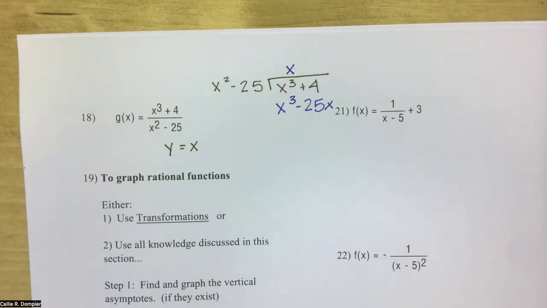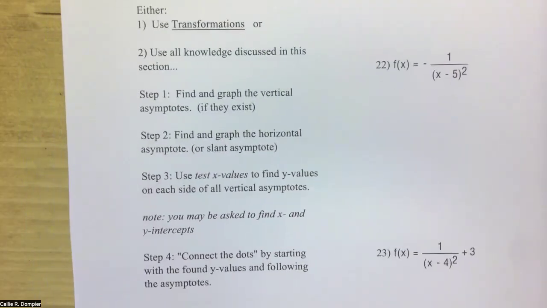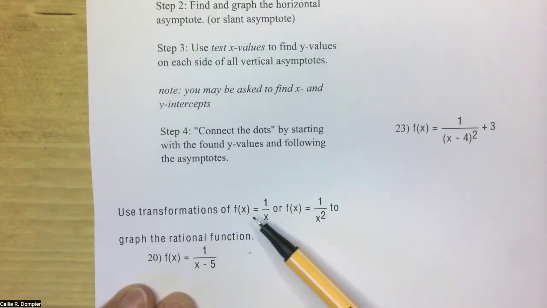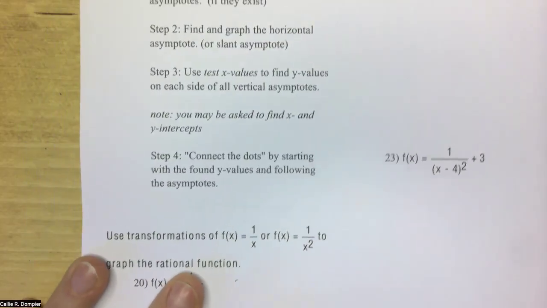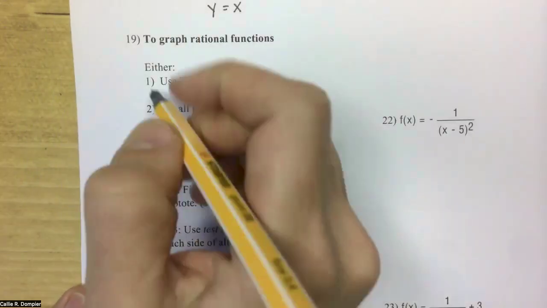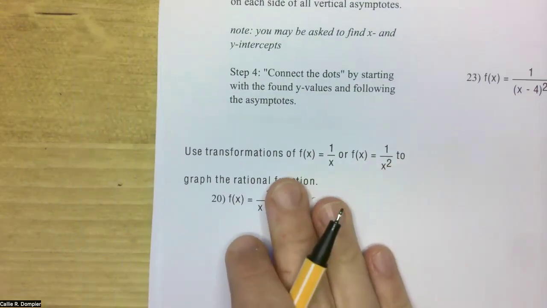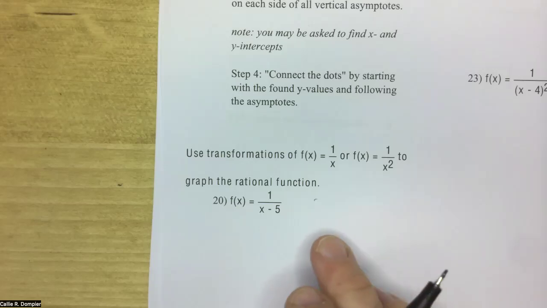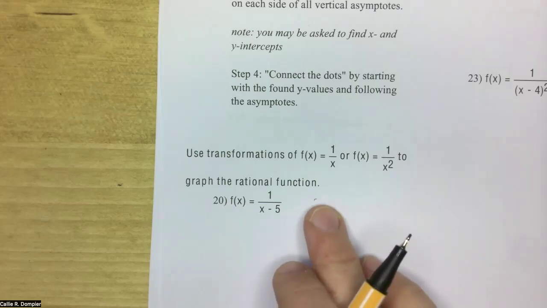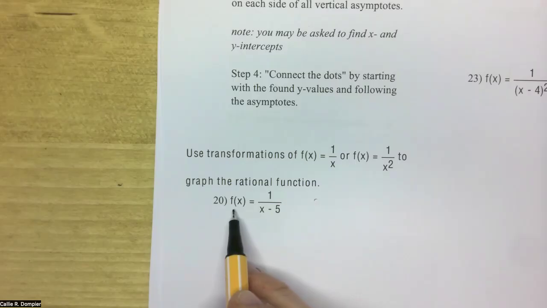For 20, 21, 22, and 23, we're just going to use transformations of what we know about the graph f of x equals 1 over x. Okay, so we're just going to use transformations at first, right? Use transformations of f of x equals 1 over x for graphing f of x equals 1 over x minus 5.